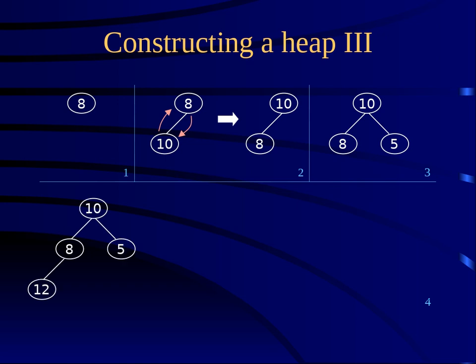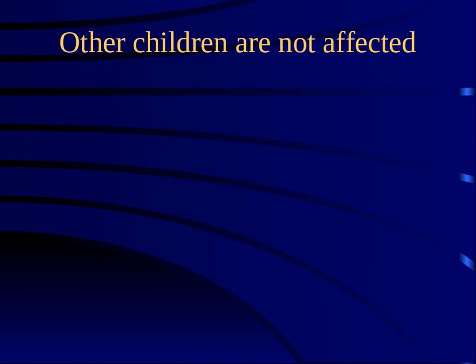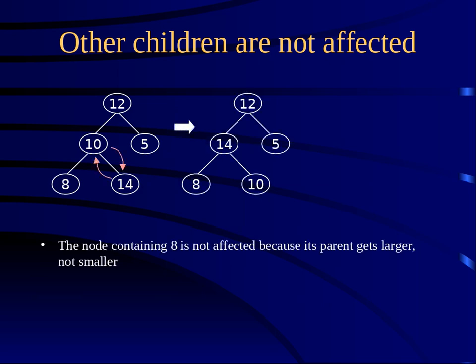We added a 12. You have to do it one at a time: first with the 8, and then again with the 12. Boom. Other children are not affected. Now with the 14, the node containing 8 is not affected because its parent gets larger, not smaller. That's why you only have to sift straight up.